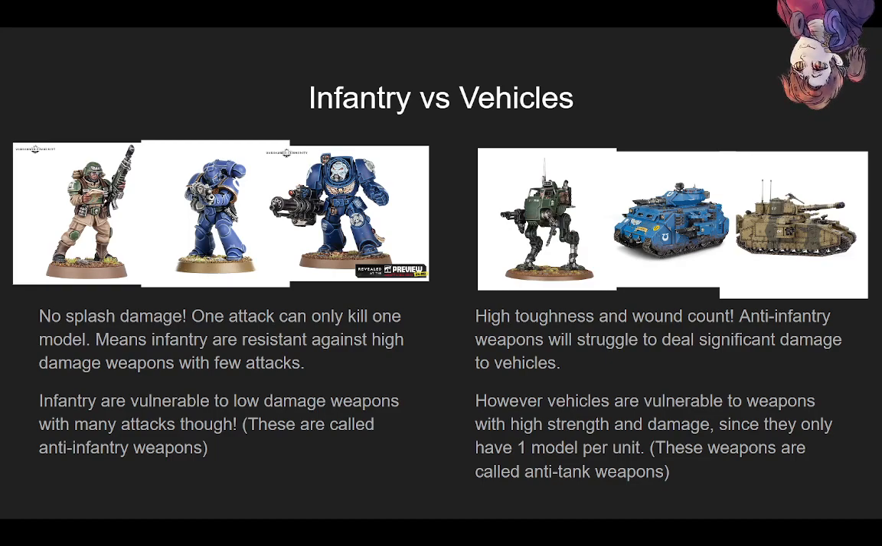So, for example, a las cannon. A las cannon deals a ton of damage, but it can only kill one infantry model. It can only kill one guardsman, which means that las cannons, while very, very powerful, are not that good at killing infantry. But infantry are vulnerable to weapons that are lower damage but have more attacks. So something like a heavy bolter is better at killing infantry than a las cannon, even though the heavy bolter has worse strength, worse AP, worse damage.